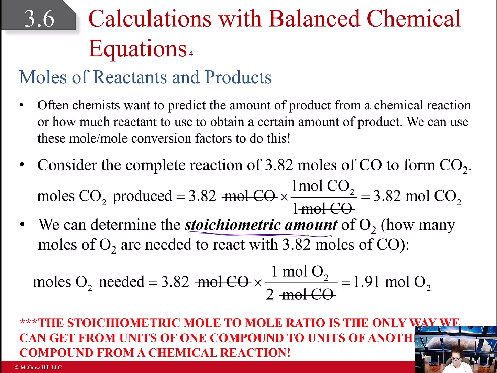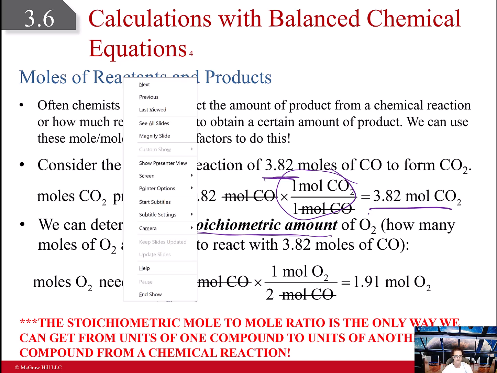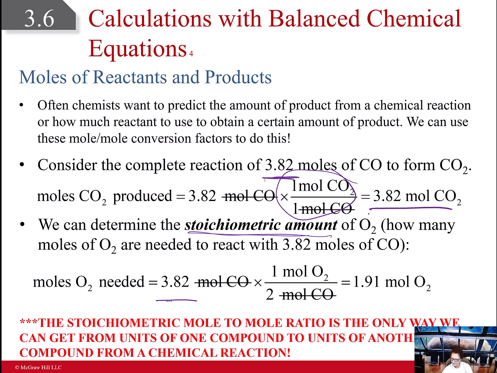So if we have 3.82 moles of CO, okay, then that means that since they're on a 1-to-1 ratio, 2 to 2 or 1 to 1, right? That means that we're going to produce 3.82 moles of CO2. Now, going along with that, though, if we have 3.82 moles of CO, it is only going to take 1 mole of O2 for every 2 moles of CO, so I only need 1.91 moles of oxygen.